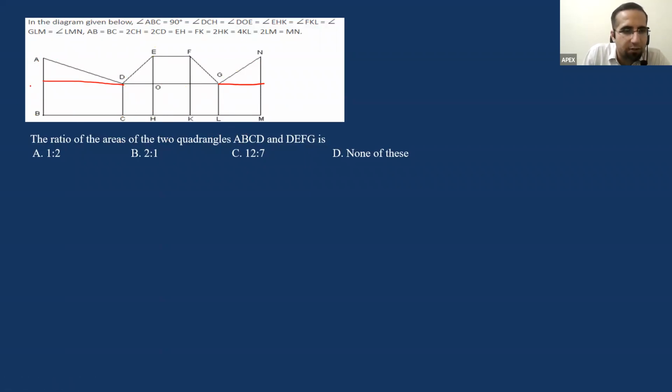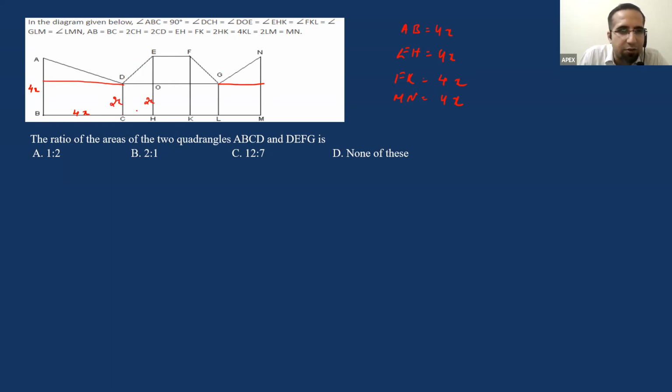Let's take 4x. So AB is equal to 4x. Similarly, EH is equal to 4x, FK is equal to 4x. Clear? And MN is equal to 4x. Similarly, BC is also equal to 4x. Now, what is DC? This is twice DC, so DC is equal to 2x. This part also becomes 2x.